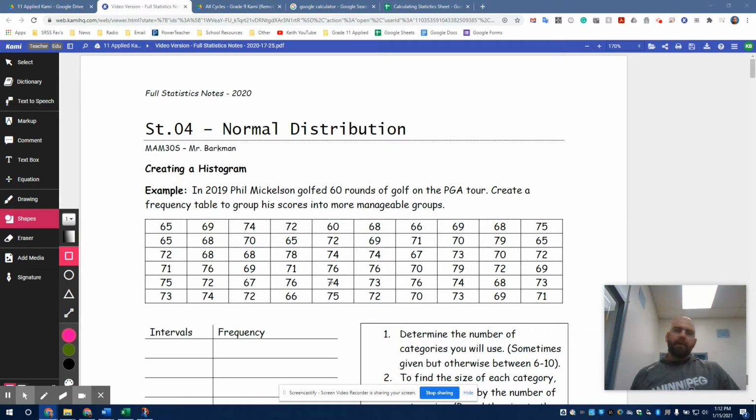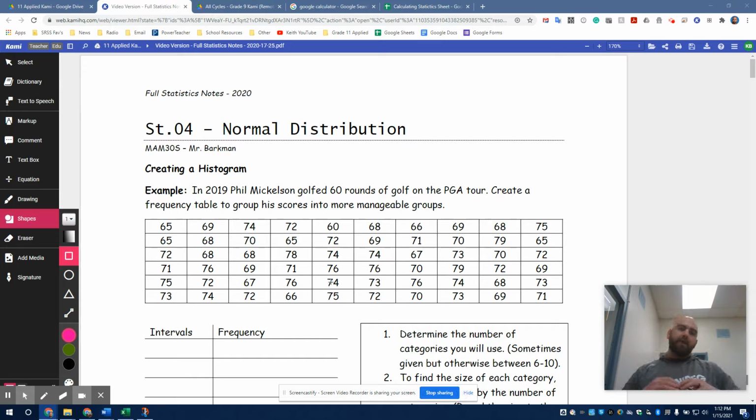Statistics 4 is our next lesson, and it's all about normal distribution. I've been talking about it throughout the unit, how there is a normal that we look at, and normal we often look at as being the average, or that middle value. Today we're going to look at what kind of distribution we have in a bunch of data points, and we're going to look at a few different ways to describe it, and a few different ways to show a normal distribution, and whether something is normal.